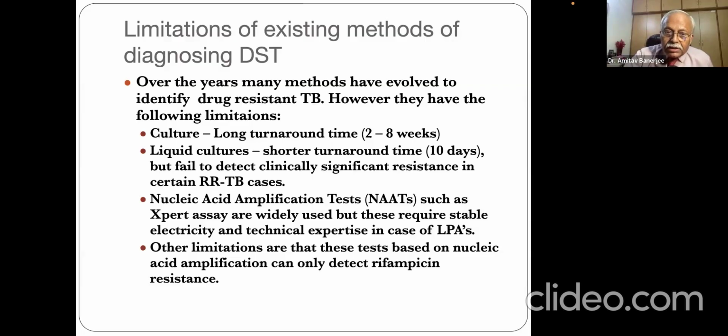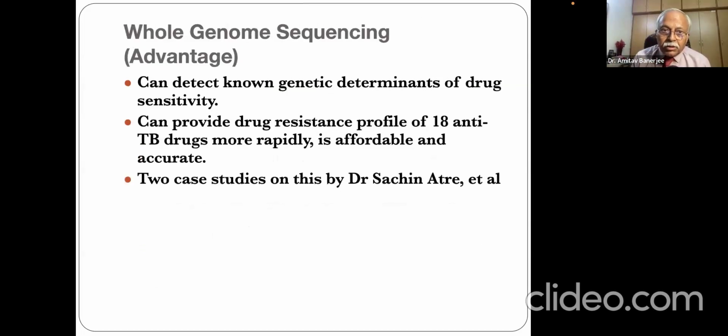Then came the nucleic acid amplification tests like NAT, such as Xpert and, as I said, CBNAT. And these require stable electricity and technical expertise in case of line probe assays. These are variants of PCR. Other limitations, and this last sentence is most important: this test based on nucleic acid amplification can only detect rifampicin resistance, only rifampicin resistance. Because there may be many second-line drugs which may be offered to the patient, but the strain may be resistant, and time is wasted in giving the correct treatment.